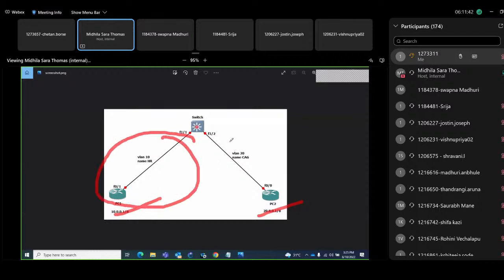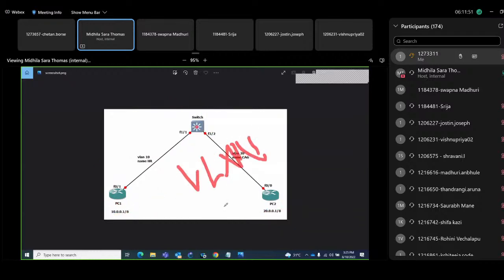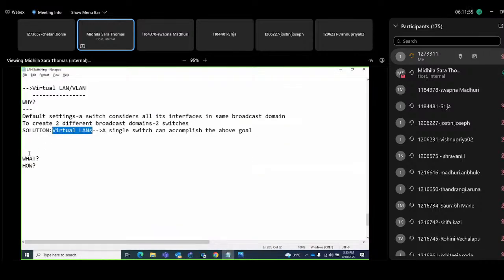You have one virtual local area network, another virtual local area network. You can connect them using this switch. But for that, you need to learn this VLAN concept, which we are going to do now. Is it clear what we are going to do? Is it clear for everyone what we are going to do?